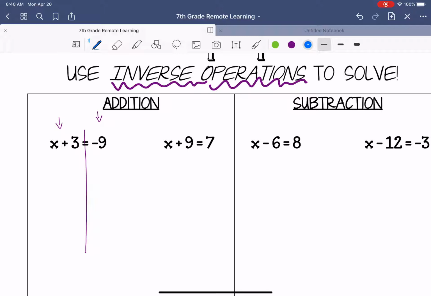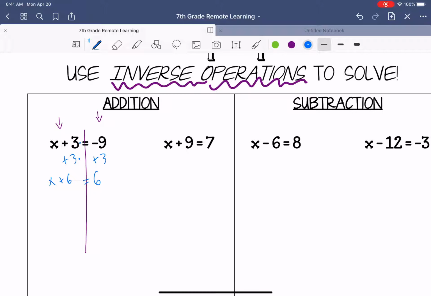Okay, so the first thing I'm going to do is say, x plus 3 equals negative 9. Let's think about what happens if I say, okay, I'm going to add 3 just so it matches. I'm going to do the same thing that's already there. If I add 3 over here, I'm going to have x, and then I have 3 plus 3. What's 3 plus 3? Well, that's 6. And then negative 9 plus 3 also gives me negative 6.